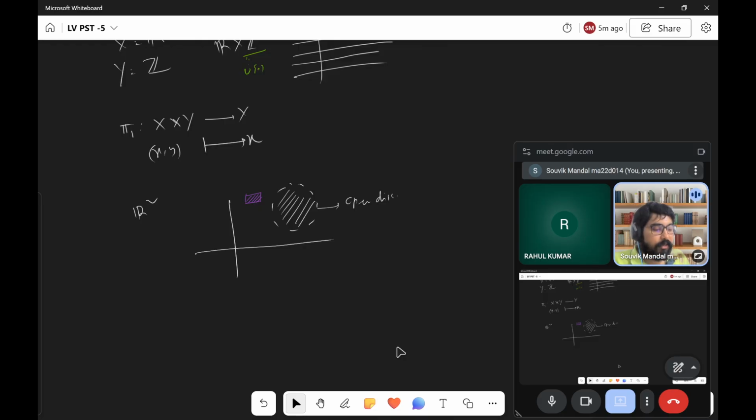Try to use the properties of the function pi1. There are two properties of pi1: pi1 is continuous and pi1 is open. Now try to use these properties to prove that X is locally compact. Don't go to the proof of these properties. Use these properties and first try to show that X is locally compact. Is it clear? So please try.